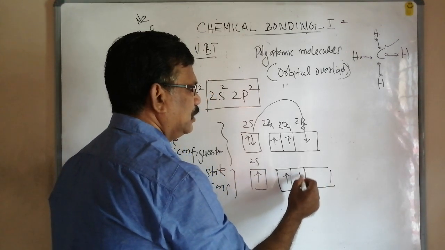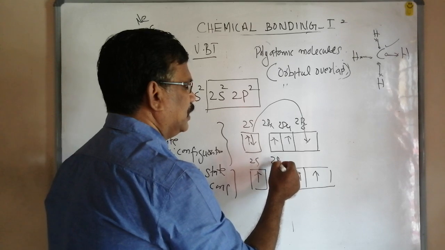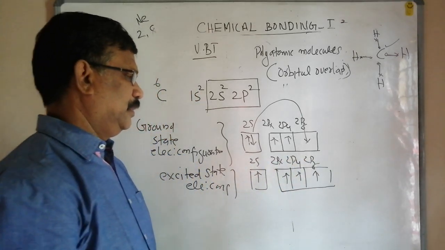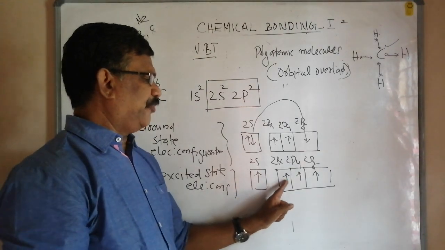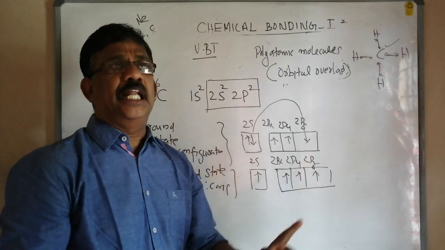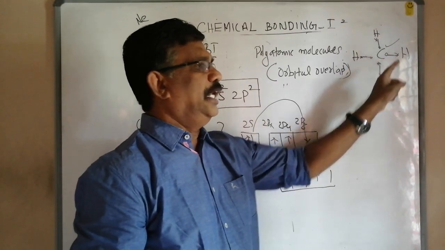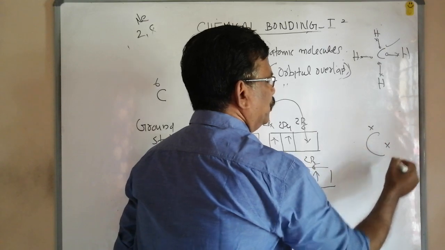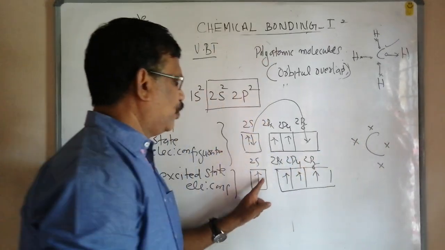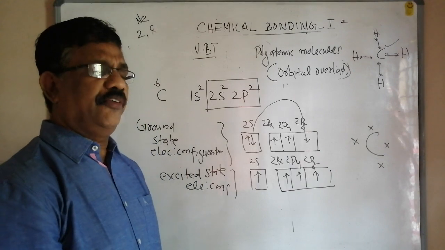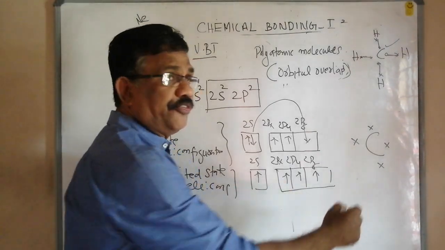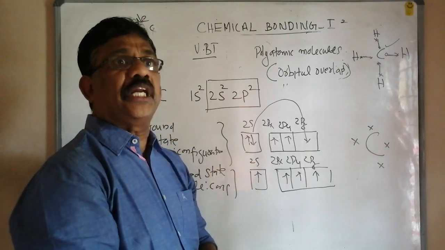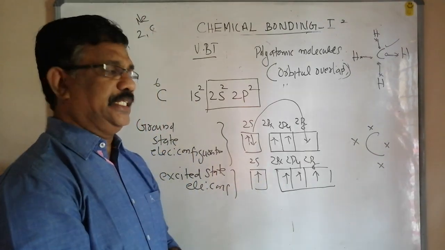So 2px1, 2py1, 2pz1. Half-filled, half-filled, half-filled, half-filled. 4 unpaired electrons. Carbon has 4 unpaired electrons: 1, 2, 3, 4. 4 electrons in the valence shell become free, so valency becomes 4. 4 orbitals can combine. Carbon becomes tetravalent in the excited state.